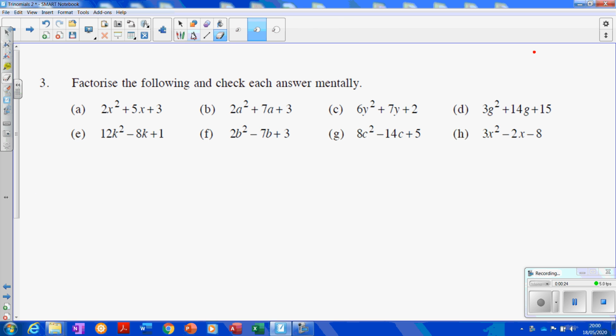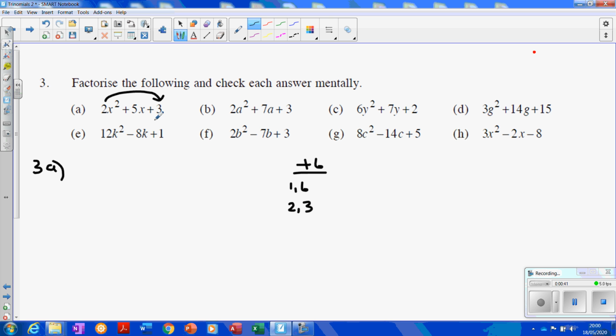Okay, so question number 3a. We've got 2x squared plus 5x plus 3. You take the 2 and you times it by the plus 3 to get plus 6. Factors of 6 are 1 and 6, 2 and 3. If it's positive, then both signs must be the same, so we've got 2 pluses or 2 minuses. Now, which pair of those factors give me a total of 5? And it's 2 and 3.